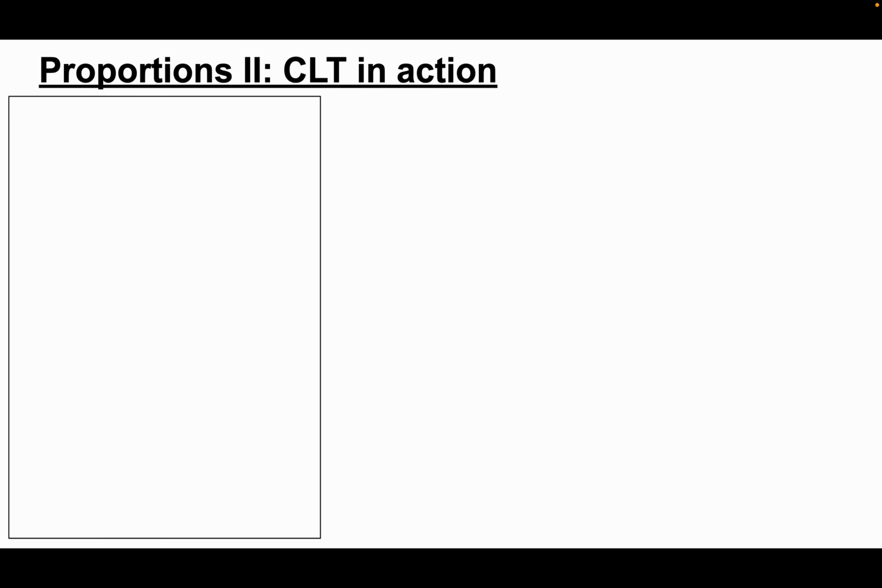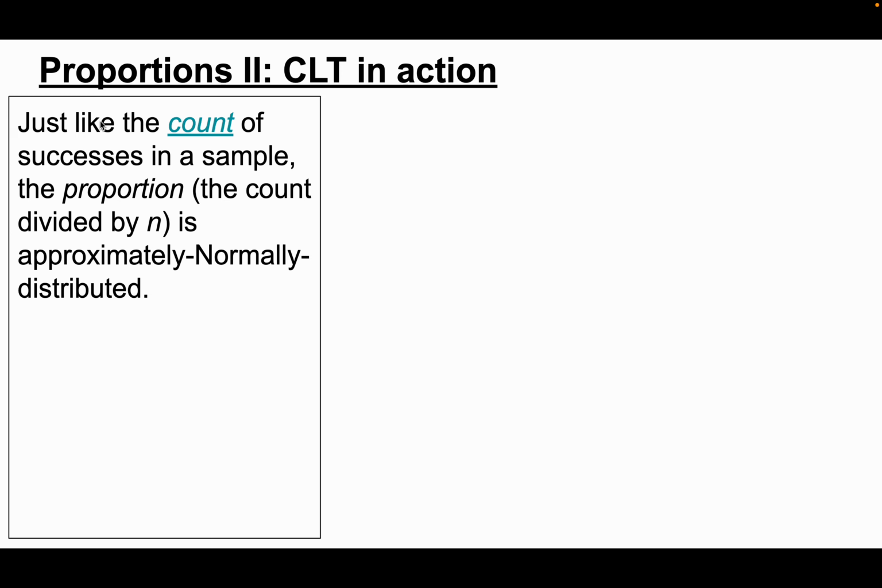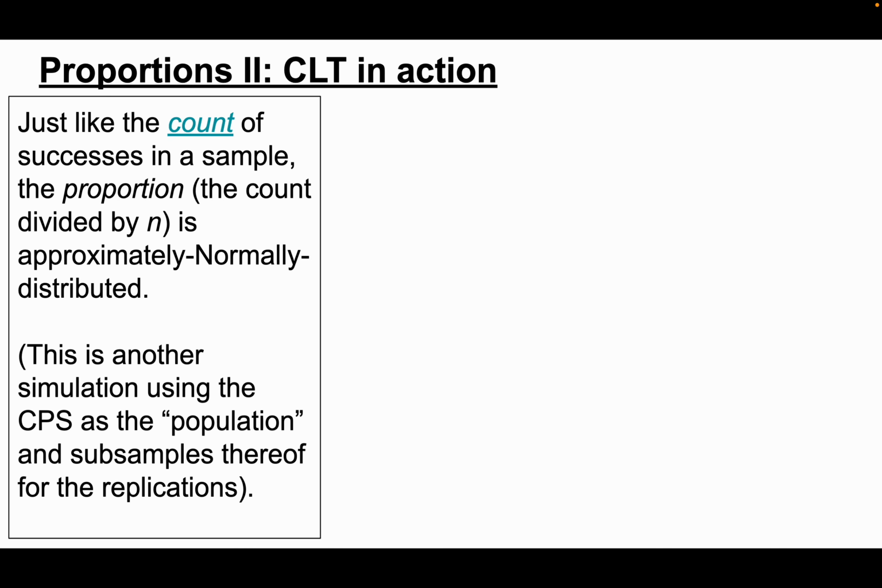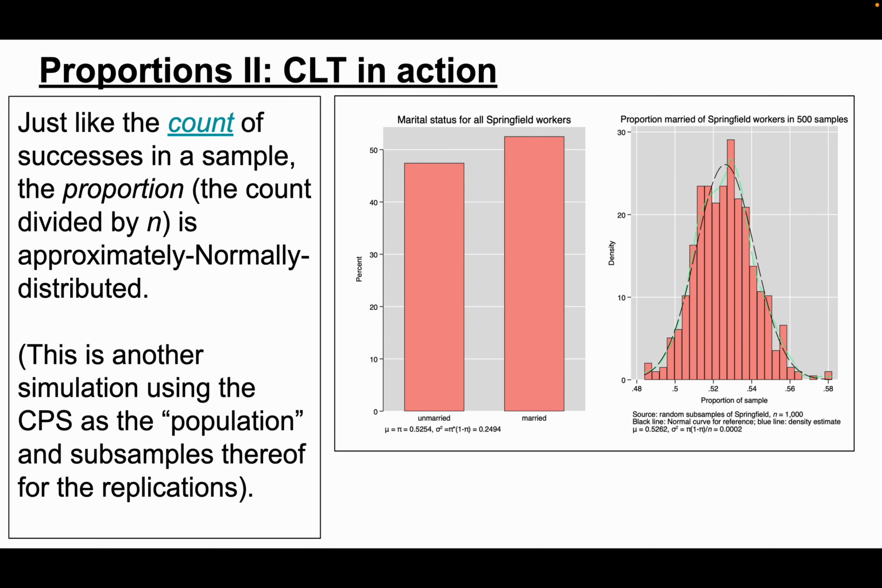So let's look at the central limit theorem in action for proportions. Just like the count of successes in a sample, the proportion, or the count divided by n, is approximately normally distributed. Here's another simulation using the CPS as the population and subsamples thereof for the replication.